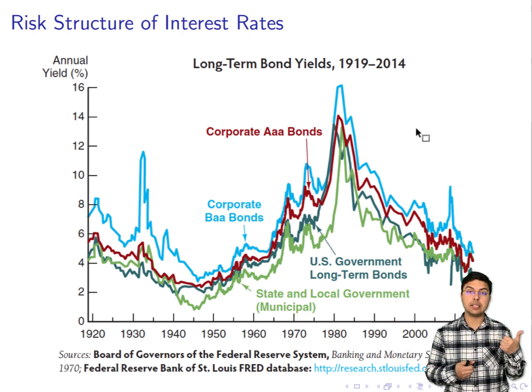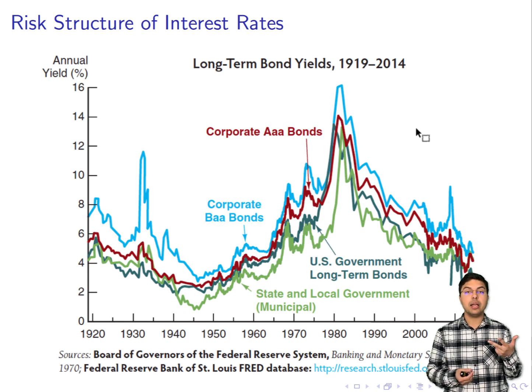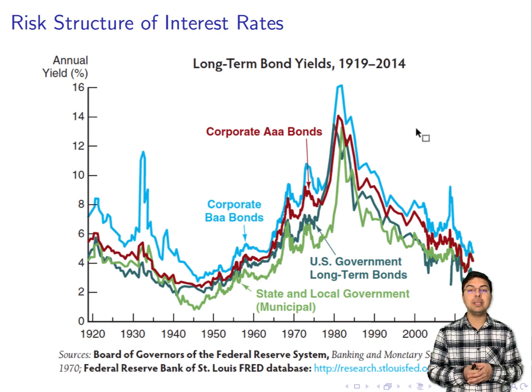The first is the US government long-term bonds. The second is the state and local government municipal bonds. The third is the corporate AAA rated bonds. And the fourth is corporate BAA rated bonds. It's important to note that all four asset classes that we are showing here have the same term to maturity. They are all long-term bonds. Where they differ is in their risk characteristic.